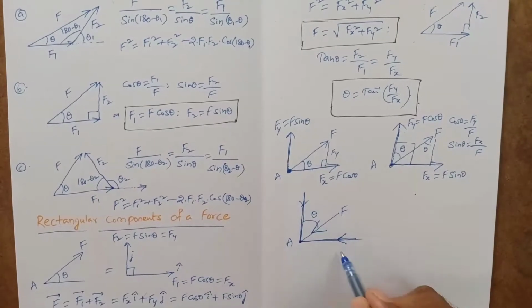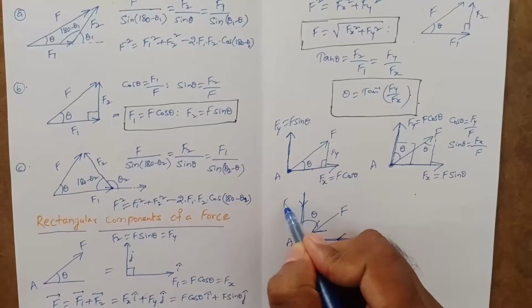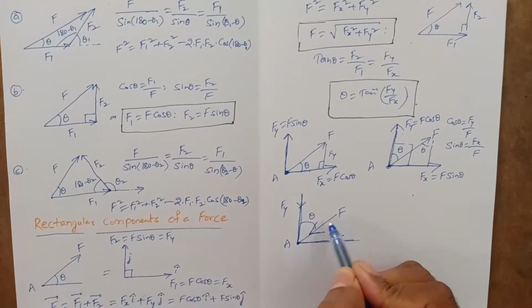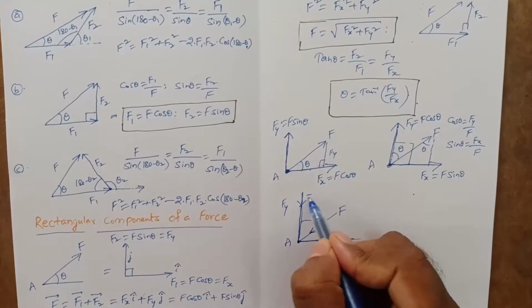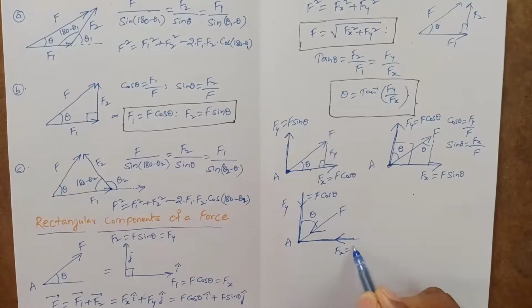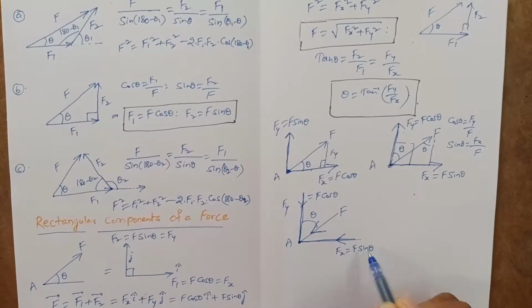This is acting in x direction, it is Fx component, and this is Fy component. And since here this force F is making an angle theta with this component, Fy will become now F cos theta, and Fx will become, the remaining is, that is sin theta, F sin theta.